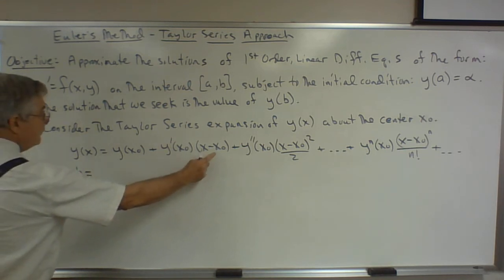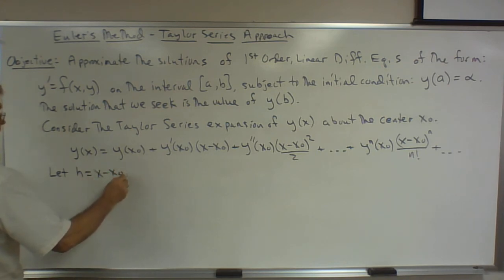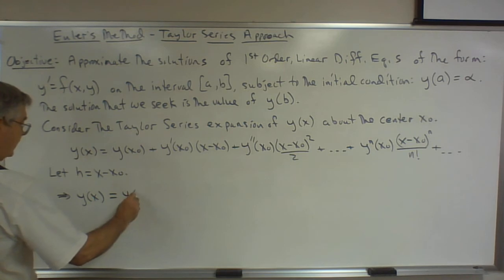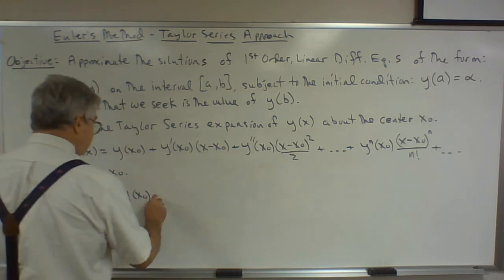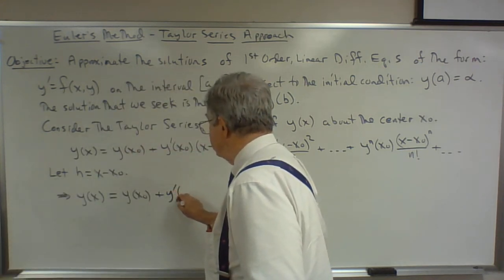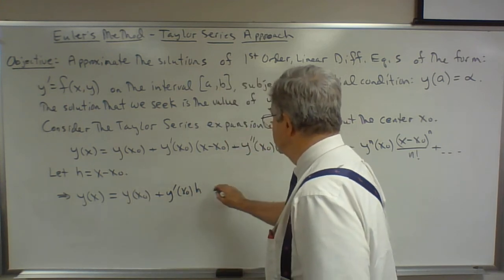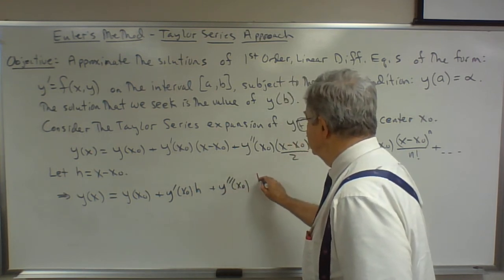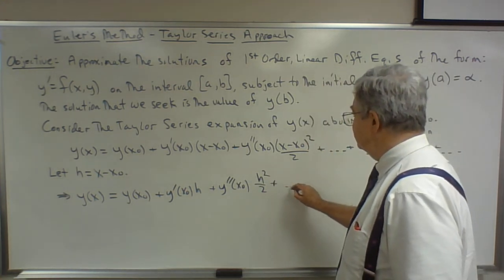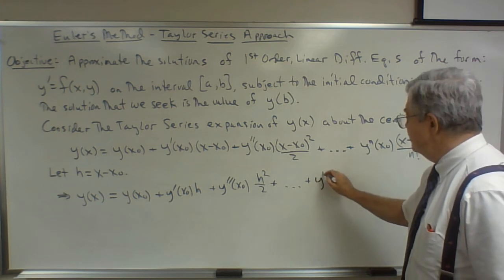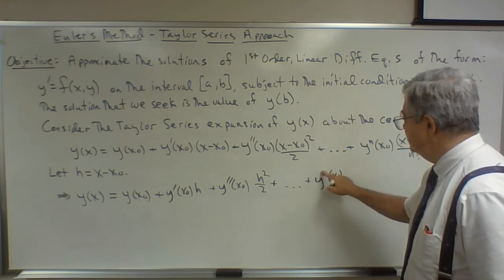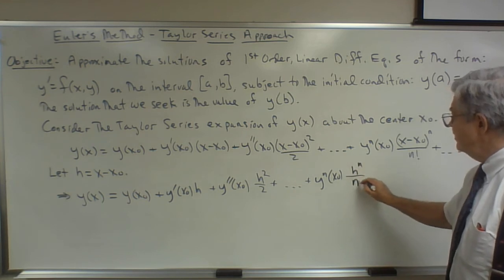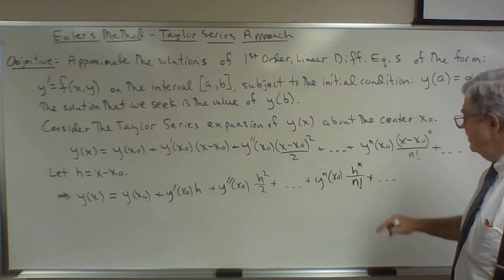Let h equal x minus x naught. Then this is what we get for y evaluated at x: y evaluated at x naught, plus y prime evaluated at x naught times h, plus y double prime evaluated at x naught times h squared over 2, plus dot dot dot, nth derivative of y evaluated at x naught times h to the n over n factorial, so on and so forth.